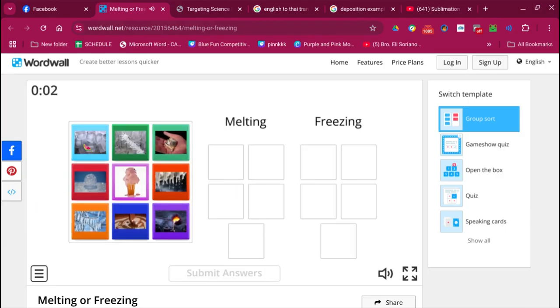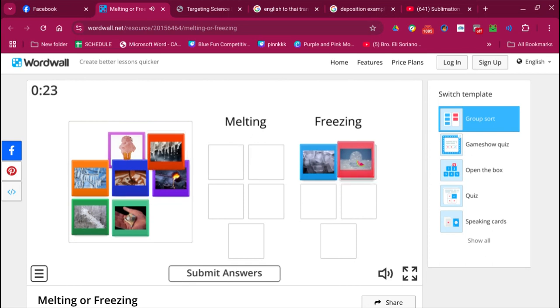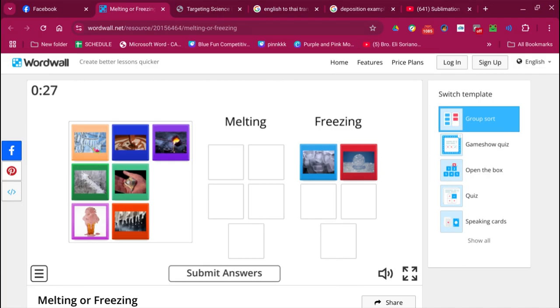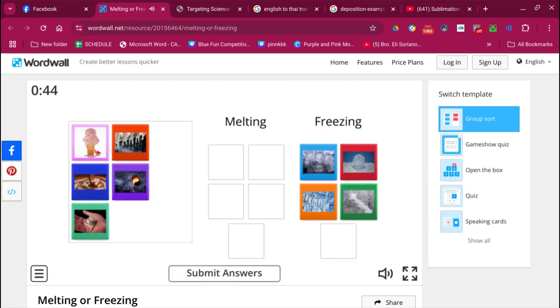So, the first one, is this melting or freezing? Freezing. Okay, here. So this one, what is this? Melting or freezing? Freezing. All right. This, what is this picture? Freezing. This one? Freezing. This one, ice cream. Melting or freezing? Melting. Okay.